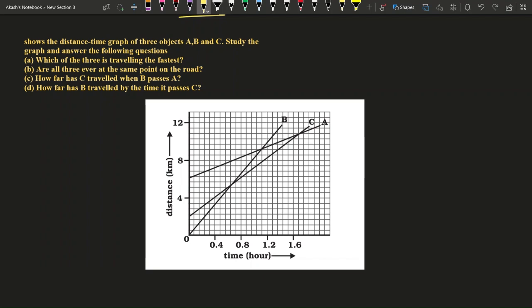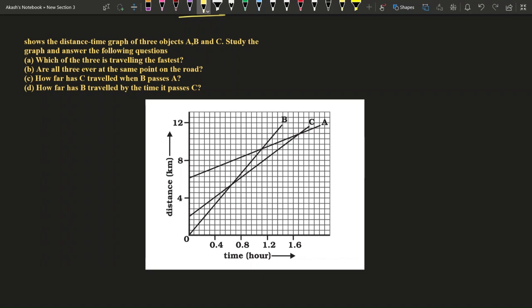First one, which of the three is traveling fastest? Are all three ever at the same point on the road? How far has C traveled when B passes E? How far has B traveled by the time it passes C?